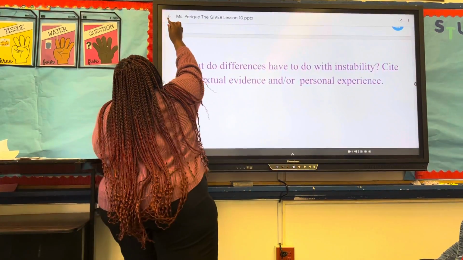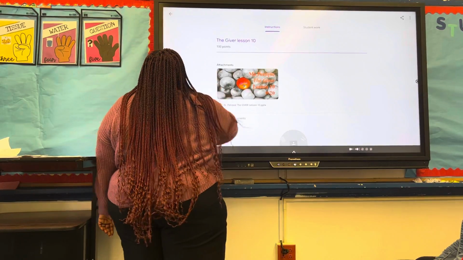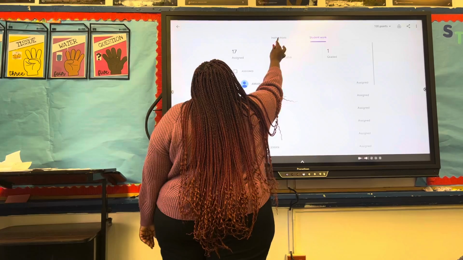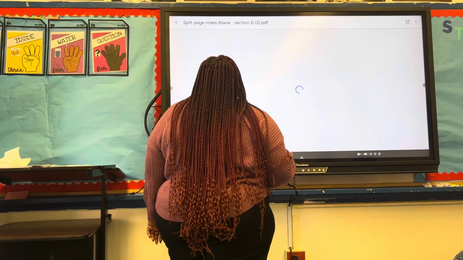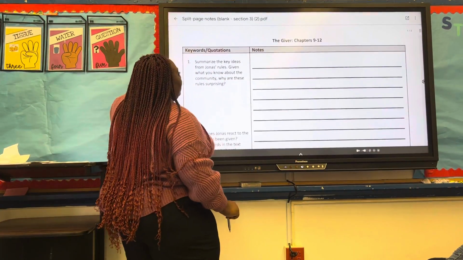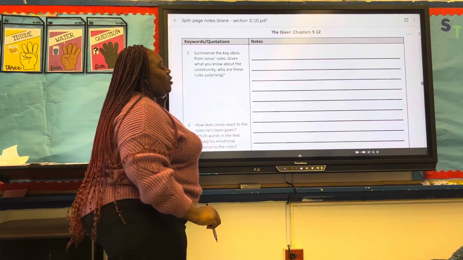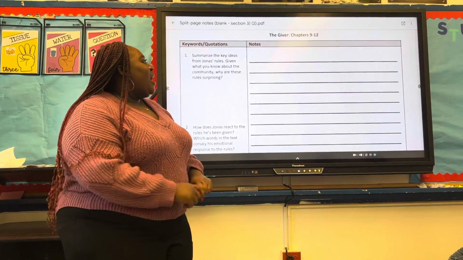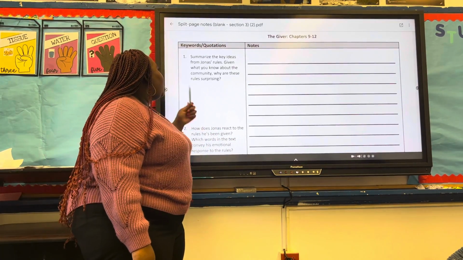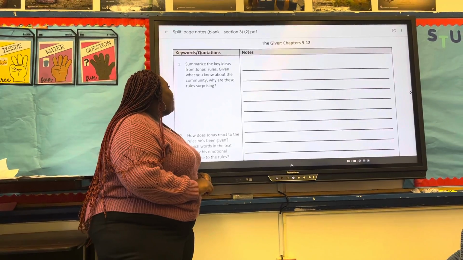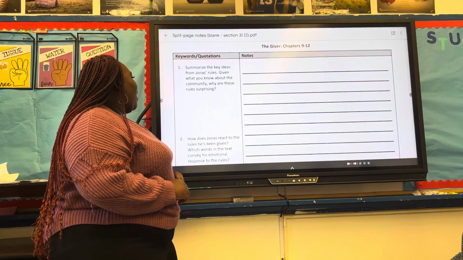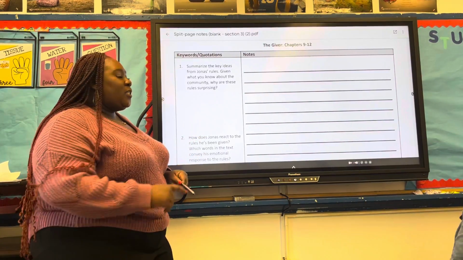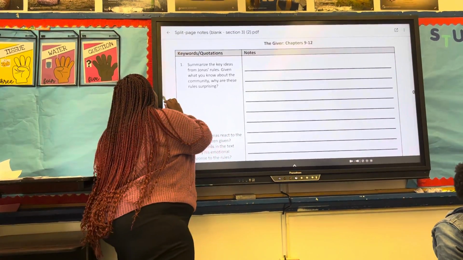But let's look at our split page notes for chapters 9 through 12. And these notes, we answer these notes and these questions are going to help you complete your P paragraph and answer the two questions that we just read. So number 1 says, summarize the key idea from Jonas' rules. Given what you know about the community, why are these rules surprising? So this question is asking more than one question. It's asking you to summarize.